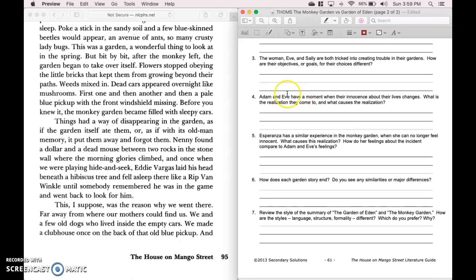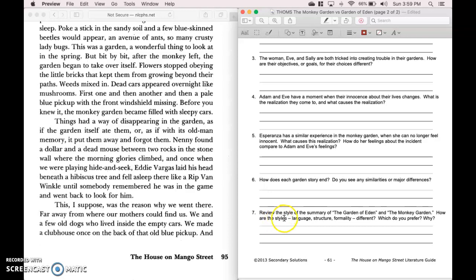Number 4. Adam and Eve have a moment when their innocence about their lives changes. What is the realization that they come to, and what causes that realization? Number 5. Esperanza has a similar experience in the Monkey Garden when she no longer feels innocent. What causes this realization? And how do her feelings about the incident compare to Adam and Eve's feelings? Number 6. How does each garden story end? Do you see any similarities or major differences here? And number 7. Review the style of the summary of the Garden of Eden and the Monkey Garden. How are the styles different? Which do you prefer and why?